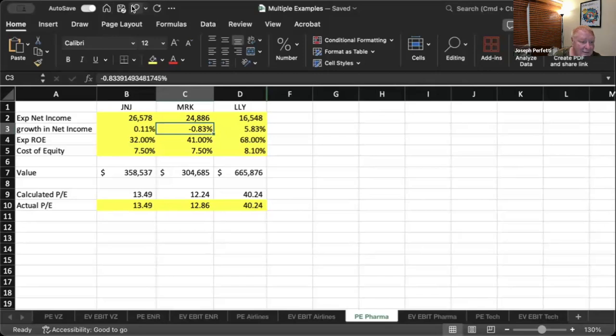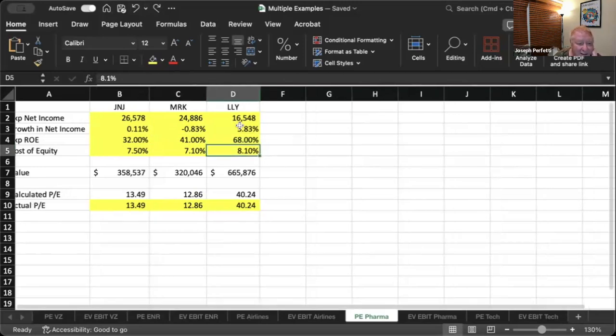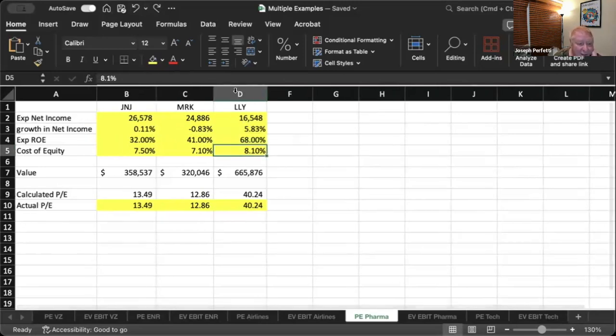Why is Eli Lilly trading at a premium to J&J? Well, number one, Eli Lilly is expected to have the biggest spread in the future, about 60 points, 68% ROE against an 8% cost of equity. They're also expected to grow that spread at the highest rate of the three companies, at 5.8% a year. So it's high growth, high spread. That's why they're trading at a PE of 40. And that's what you would expect. And oh, by the way, they have slightly the highest risk.